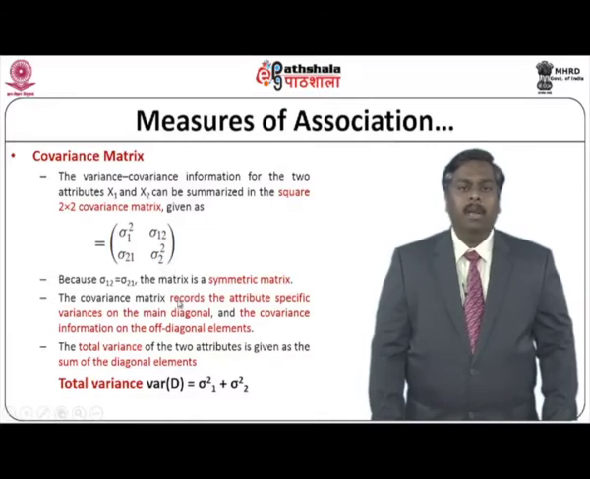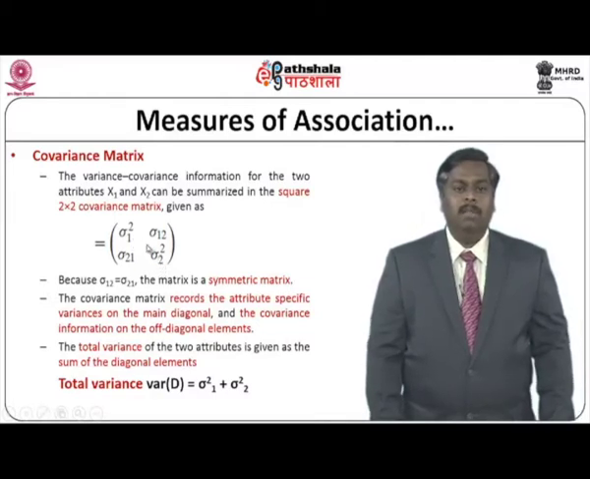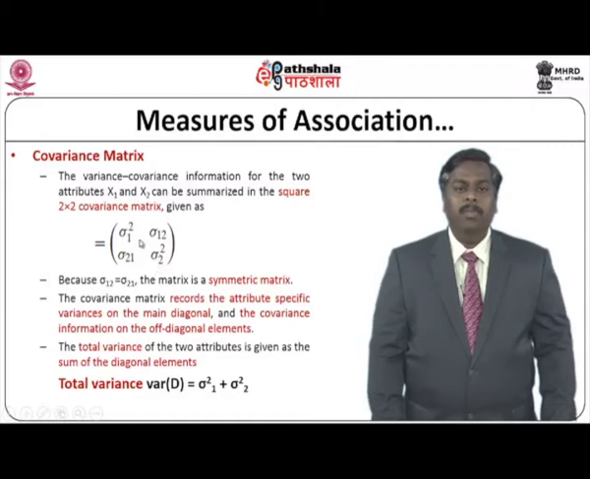The covariance matrix actually records two different types of information, one along the main diagonal, that is, sigma 1 square and sigma 2 square. This main diagonal actually identifies the attribute specific variances. So, sigma 1 is the standard deviation related to the first attribute, and sigma 2 is the standard deviation related to the second attribute. These two indicate the attribute specific variances, and this is recorded along the main diagonal.